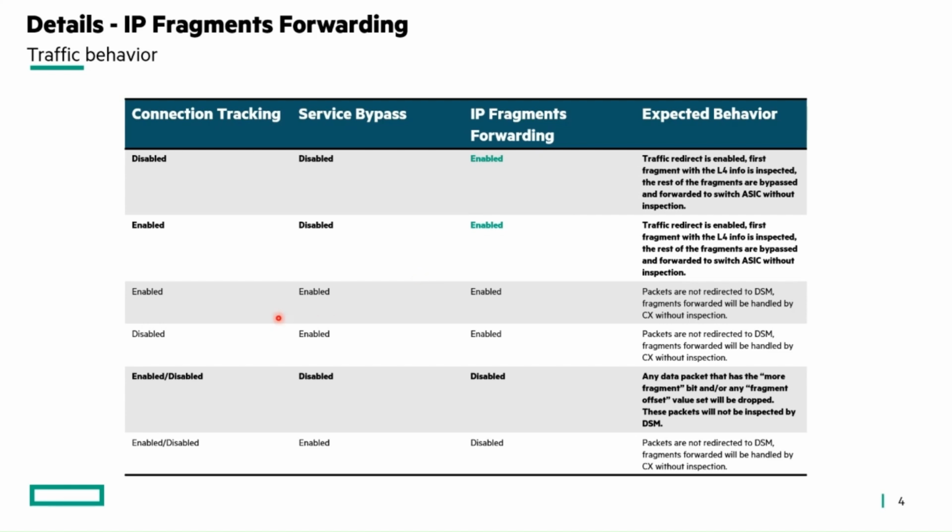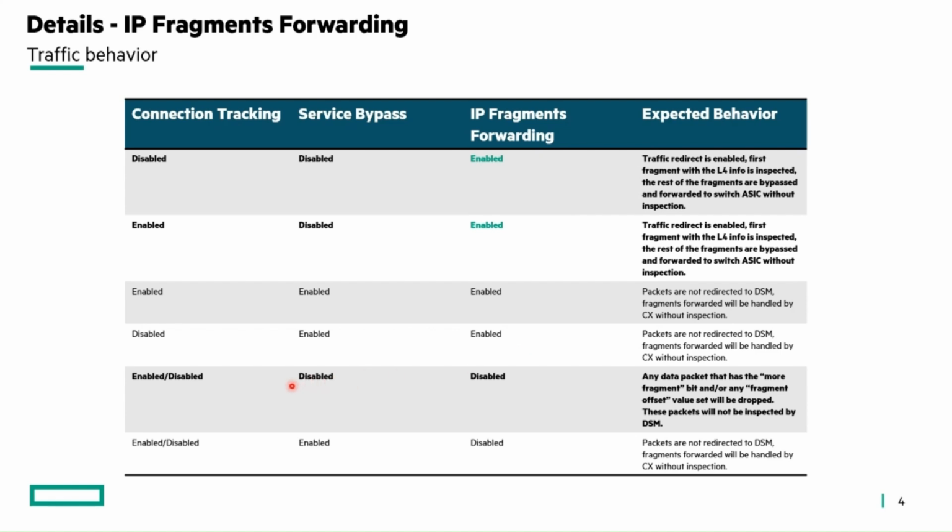Now, the challenge would come here when you have service bypass enabled, right? Whether you have connection tracking enabled or disabled doesn't matter in these two rows, but service bypass is enabled. If service bypass is enabled, irrespective of whether you have IP fragments forwarding enabled or disabled, the packets are not even hitting DSM because you have service bypassed them. So packets are not redirected to DSM. Fragments forwarded will be handled by CX itself, but without inspection because you're not sending them to DSM.